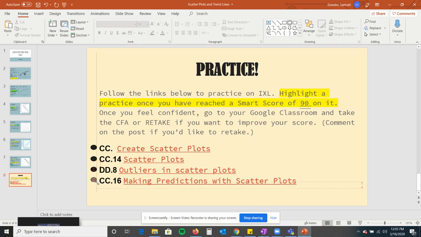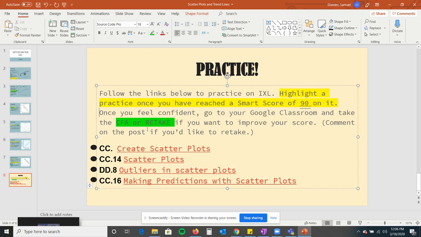So once you get all 4 of these to 90, then I want you to head to the CFA that I'm going to post on Classroom. You mainly should have taken yours last week, but if you did not, or you want to retake it, let me know and I'll reset your answers. If you did not take it, you need to make sure you take it for the first time.